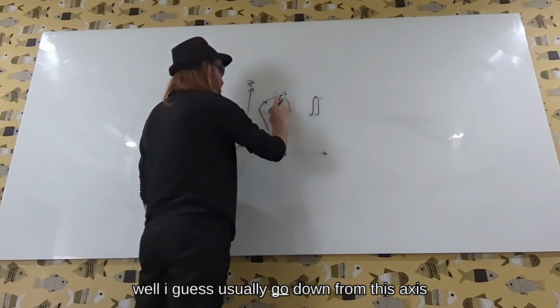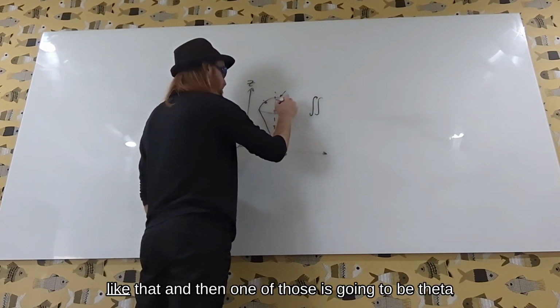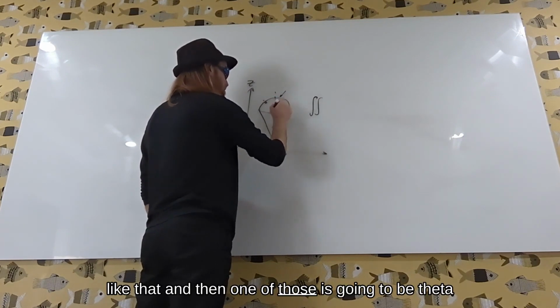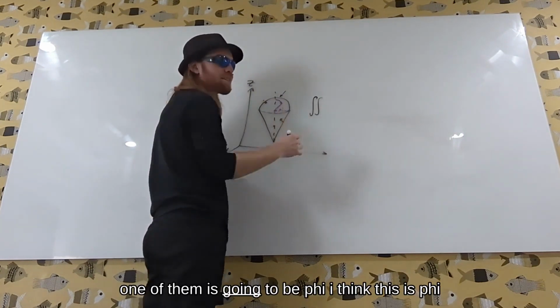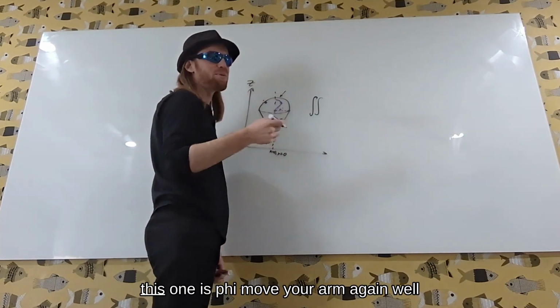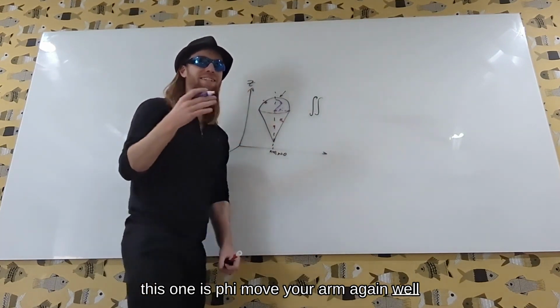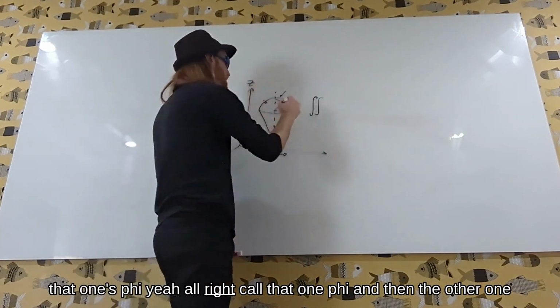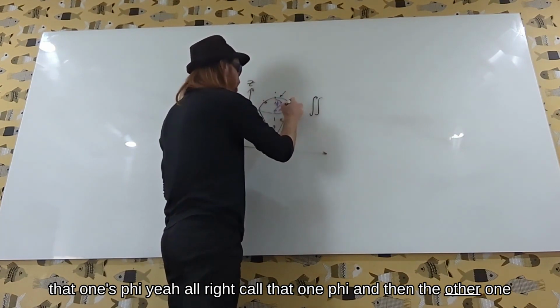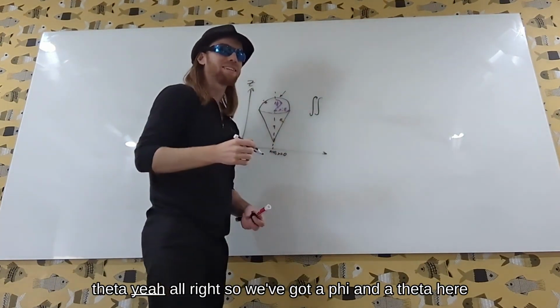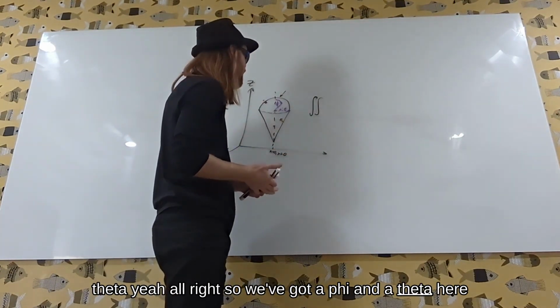Well, I guess usually you go down from this axis, like that, and then one of those is going to be theta and one of them is going to be phi. Remember which one of those is theta. This one is phi. Call that one phi, and then the other one is theta. All right, so we've got a phi and a theta here.